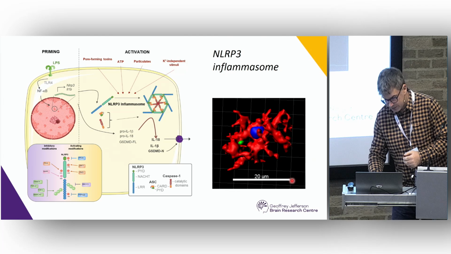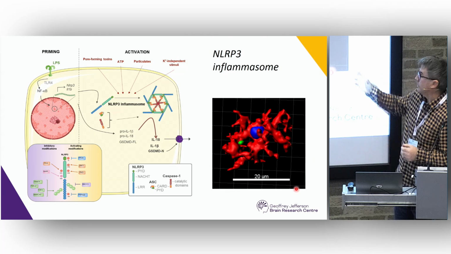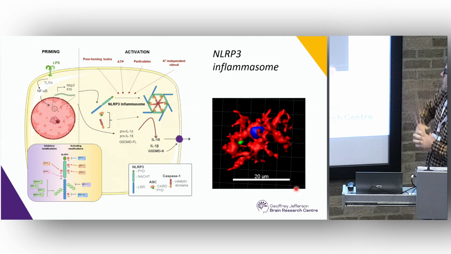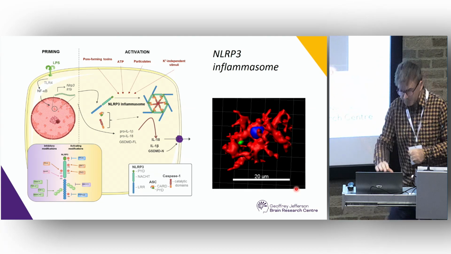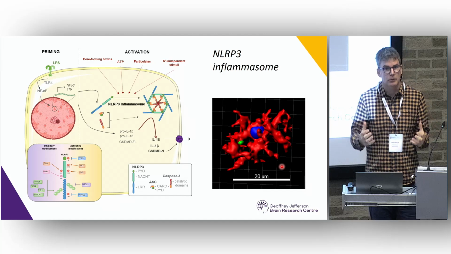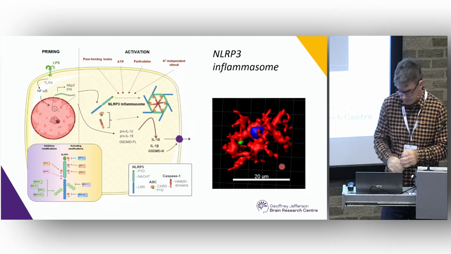On the right, just to give you an idea of scale, this is a microglial cell from an organotypic hippocampal slice culture where we've activated inflammasomes, and you can see this speck here. That's an inflammasome complex. So they're enormous complexes with respect to the size of the cell.